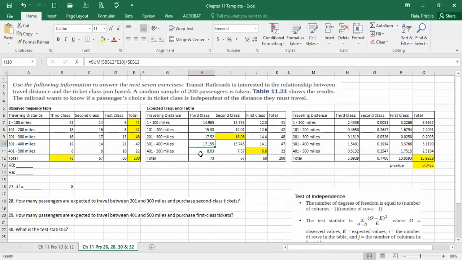Then again, this total, now I'm multiplying by this. If you notice here, E10, column E, row 10, divided by the overall total. And then lastly, E11, so I'm doing the total for the third class times this total for 401 to 500 miles divided by the overall total right there. Then I complete this column, and then I sum it. Here I got the same thing.